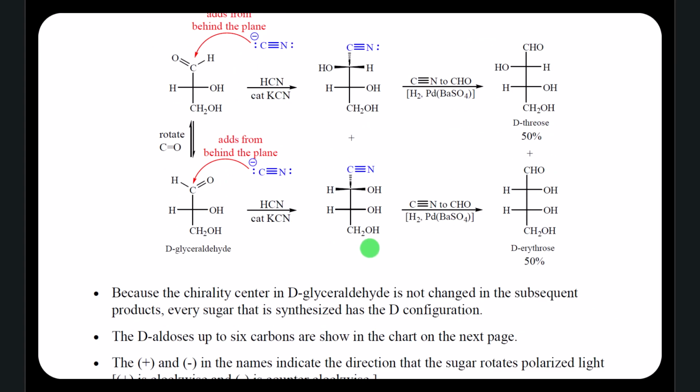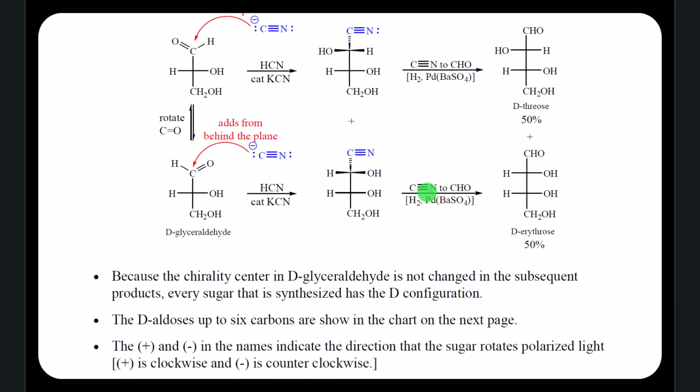It should also be pointed out that because the chirality center, which we got from D-glyceraldehyde, is not changed in the subsequent products, every sugar that would be synthesized through this cycle would have the D configuration. We can summarize Fisher's work by looking at the chart on the next page.